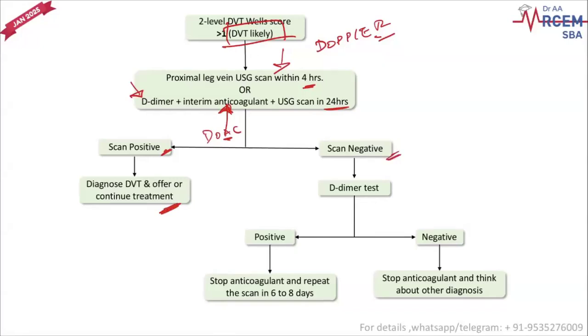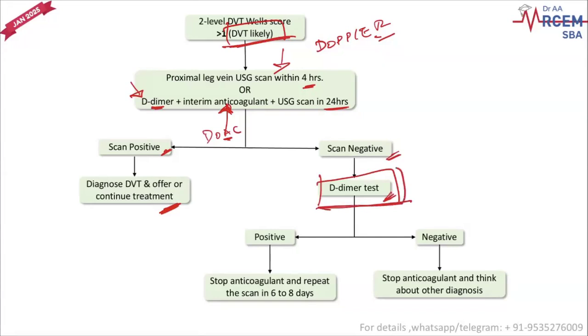If the scan is negative, then you will be looking at the D-dimer test. If you have not got the D-dimer level done, get the D-dimer test done here, because this is DVT likely according to the Wells score. The scan itself will not rule out a clot when the DVT is likely.